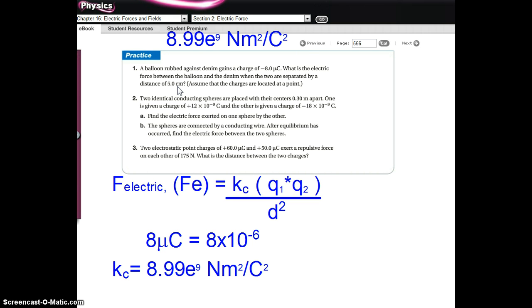So if the balloon's -8 microcoulombs and it stole that many electrons, then the jeans must have lost that same amount of electrons. So the balloon's charge is -8 microcoulombs. The jeans have an 8 microcoulomb charge. And we want to find the force between the two.